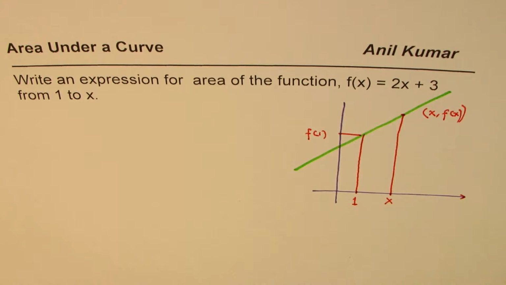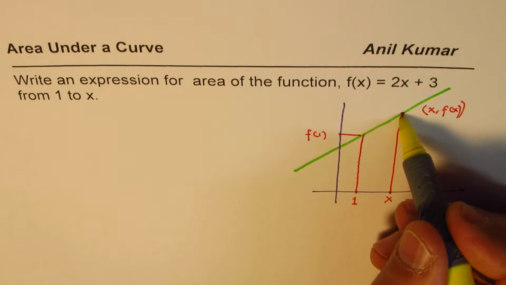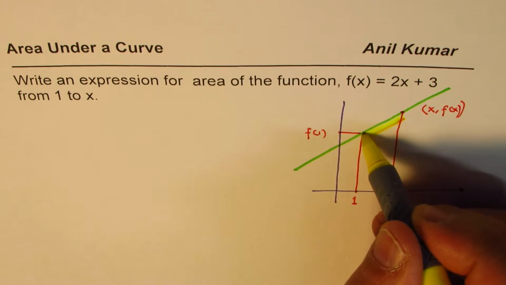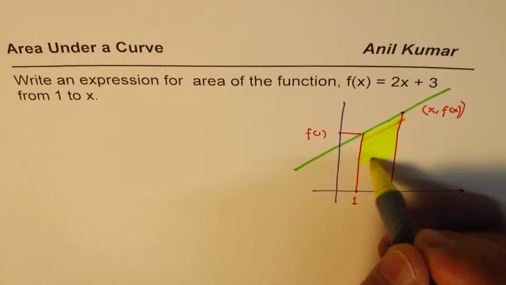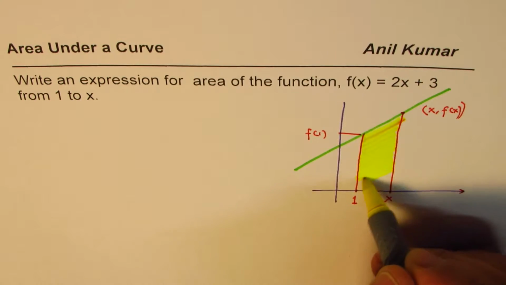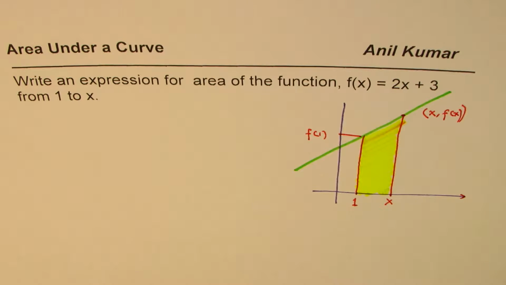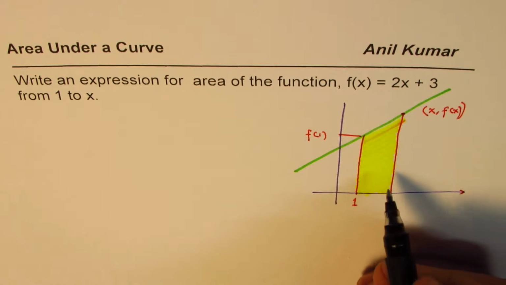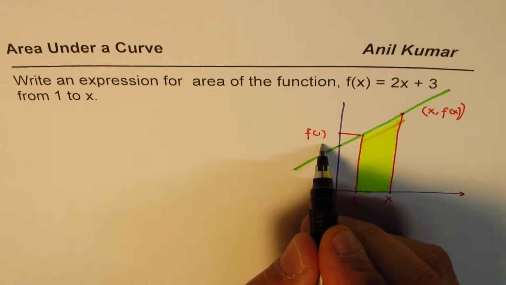When I say that we need to find an expression for area of the function from 1 to x, that means we are interested in this area, right? So we need to find area between the line and the x-axis. So that is what we are interested in finding. So that's the question. Okay. What we see here is that it is a trapezoid, and therefore we can actually find area of this trapezoid, and that should be equal to area of this function in this region, right? So this point is 3 for us.